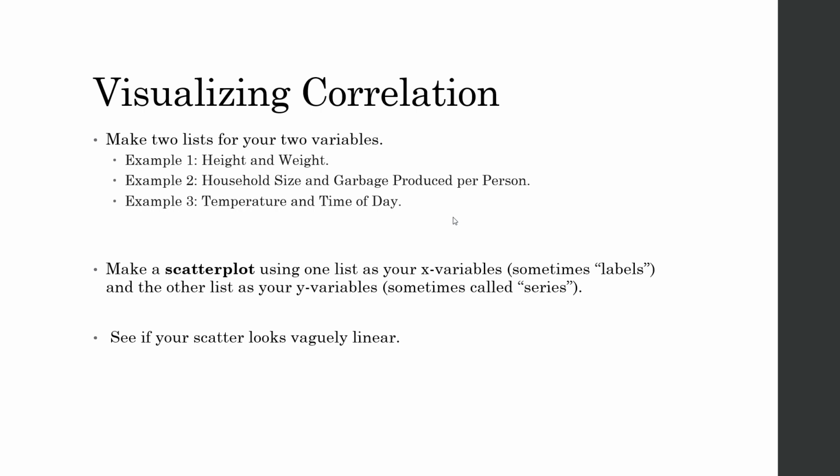Similarly, household size and garbage produced per person. Does that go up? Well, the total garbage goes up, right? But as the total number of people living in a house goes up, are we able to save on packaging? Can we get some bulk items? Will the garbage produced per person go down? We'll have to test to know.